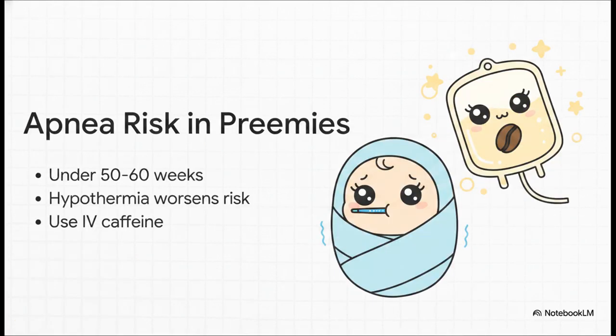And if you get a scenario with a premature infant, say under 50 to 60 weeks post-conception, you literally have to monitor their temperature obsessively. Even mild core hypothermia depresses their already immature brainstem, which drastically worsens the risk of deadly post-operative apnea episodes. To prevent that, we prophylactically treat them with intravenous caffeine citrate.